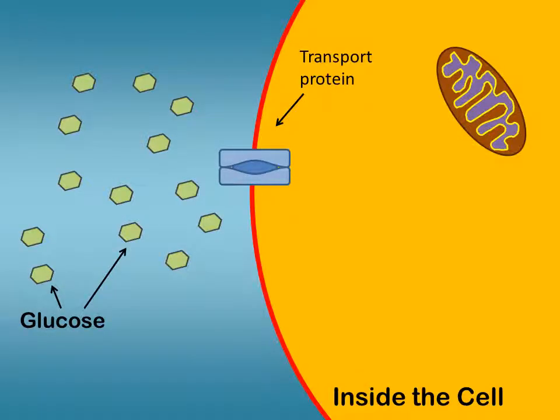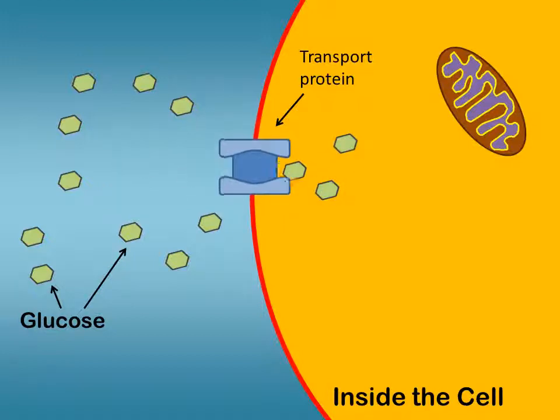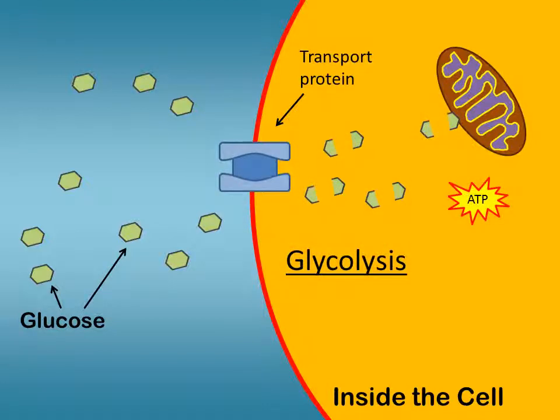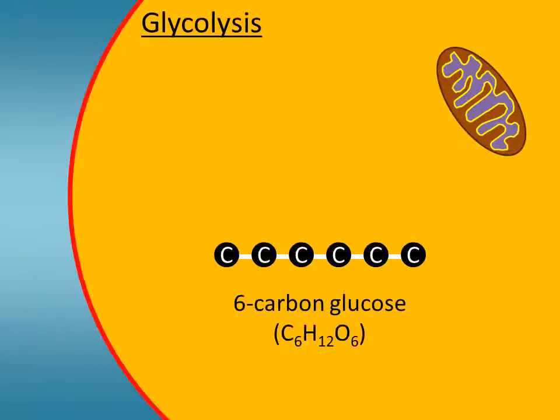Okay, so let's start with glucose outside the cell, and it's going to diffuse with the help of a transport protein down its concentration gradient to inside the cell. Now once it's in the cytoplasm of the cell, glycolysis will happen, which breaks those glucose molecules in half. And in the process we gain a little ATP. So let's take a closer look at glycolysis.